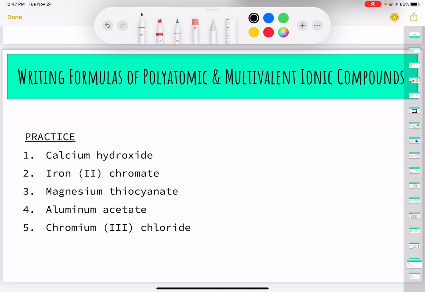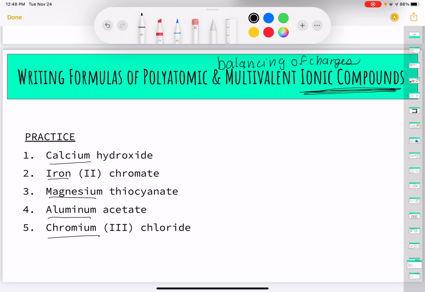But my best trick here is that we always need to look, is there a metal at the very first? And these ones will all be metals because we're dealing with ionic compounds. If something's ionic, it should start with a metal. Once we know it starts with a metal, then we know we're going to be working with balancing charges. There's always going to be a balancing of charges when we're dealing with something that has a metal. Okay, so calcium hydroxide.